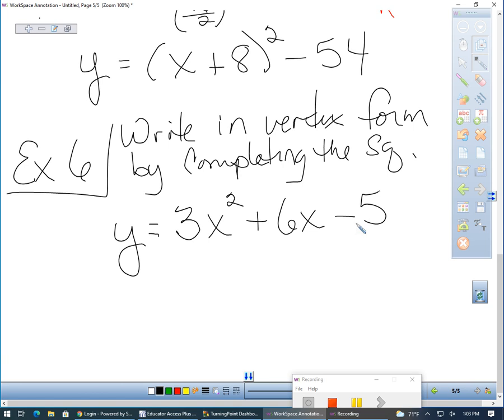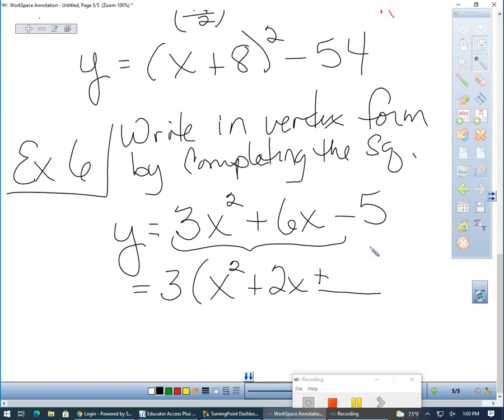Okay, so we're going to do the same thing we did before, but we're going to work with the first two terms, okay? What can I take out of the first two terms so that my a is technically 1? 3. So I'm going to put 3, x squared plus 2x plus a blank. I'm going to close my parenthesis because I've taken 3 out of that. And then I've got to subtract something off and then minus 5. Are you guys okay so far? All right, so let's complete the square on the inside. Half of 2 is? 1 squared is?